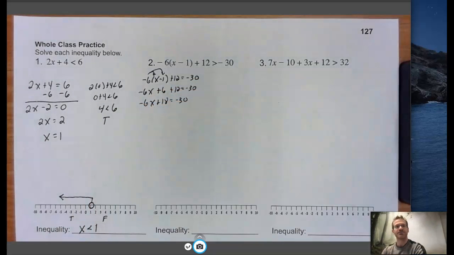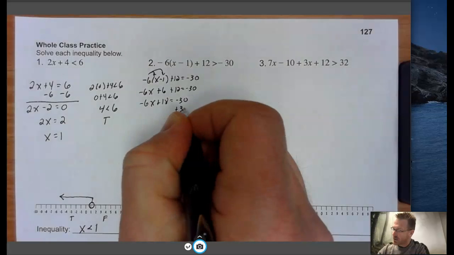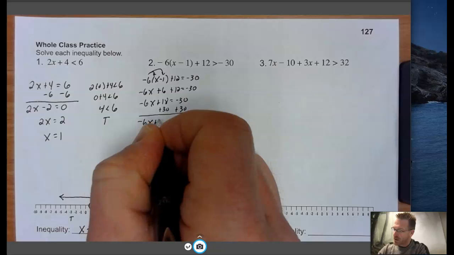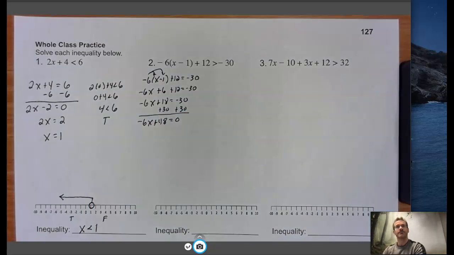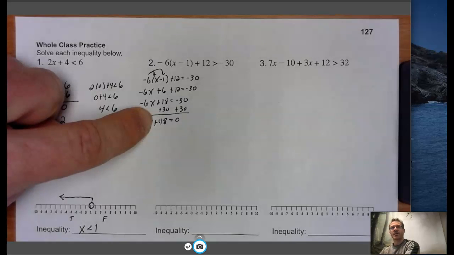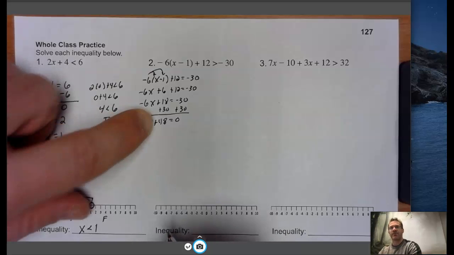So I'm going to do that. All right, and now I can get it equal to 0. So I'm going to go ahead and add 30 to both sides here to get our equation equal to 30. So -6x plus 48 is equal to 0. All right, now once again, when we think about our 0 property, what plus 48 is 0? -48 plus 48 is 0. So whatever's behind my hand has to be -48.